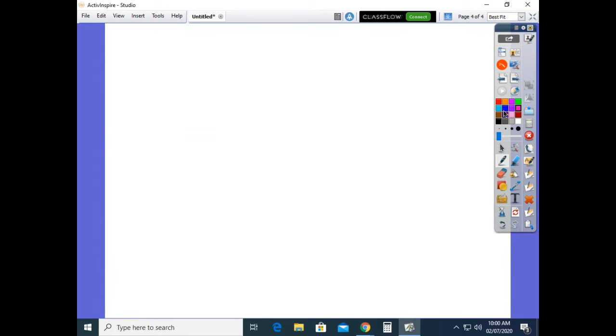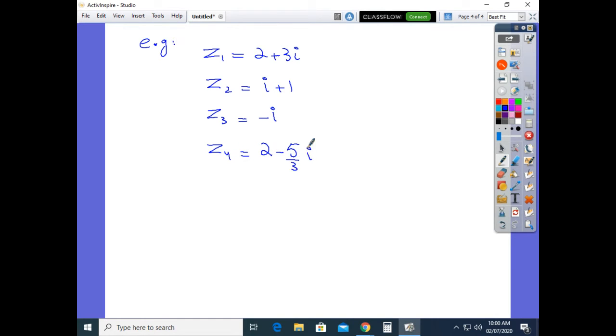We have an example. For example, let us take different complex numbers. The first complex number we call z1. Z1 is equal to 2 plus 3 iota. Another complex number z2 is iota plus 1. The other complex number z3 is negative iota. The other complex number z4 is 2 minus 5 by 3 iota. Another complex number is z5, which is equal to square root 2 plus 5 over 8 iota. Here we write some complex numbers.